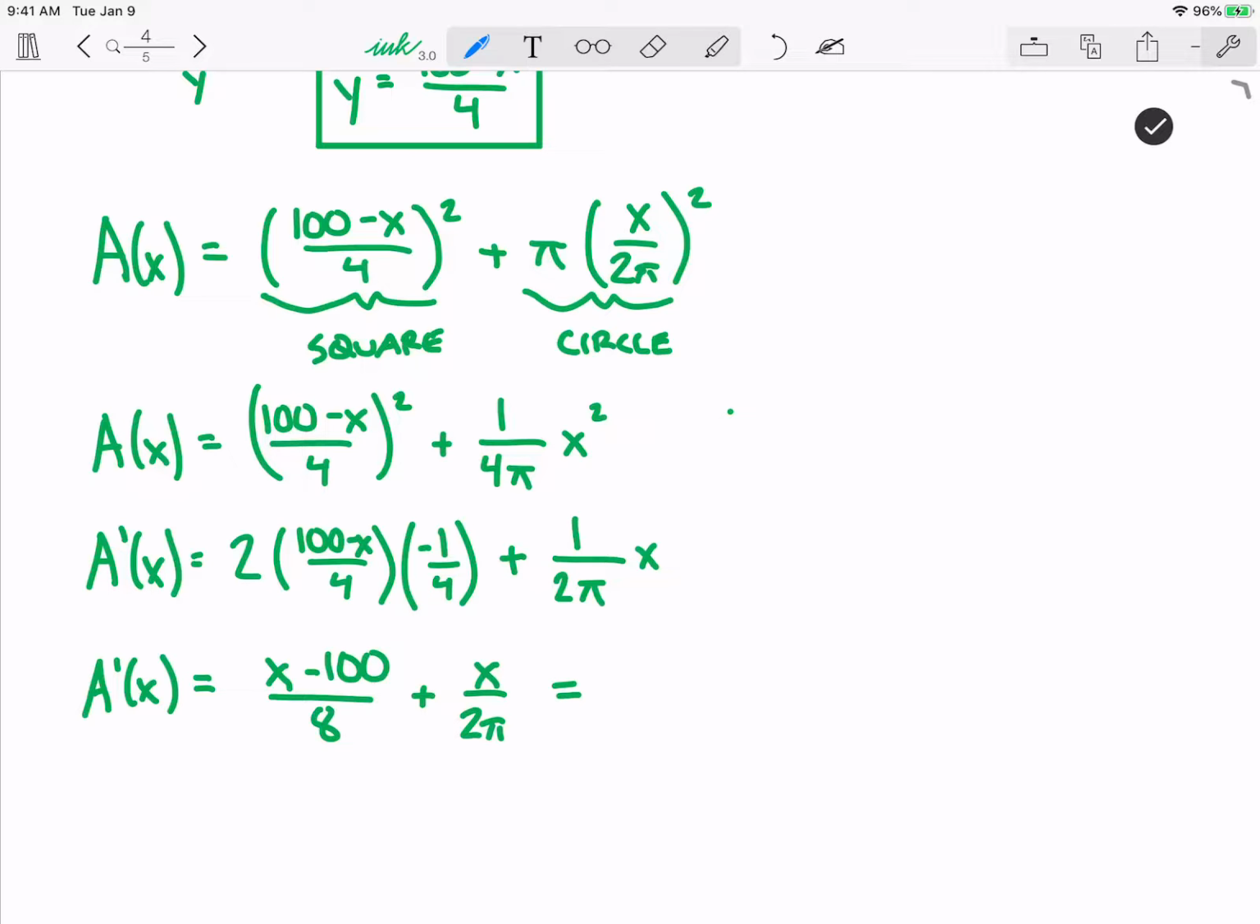If I rewrite that, I end up with simply 2 pi x minus 200 pi, so I'm multiplying that first term by the denominator of the second term, plus 8x, and then my common denominator becomes 16 pi. So I want to set this equal to 0.